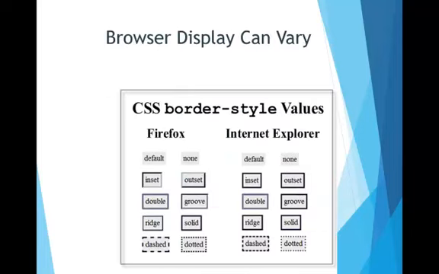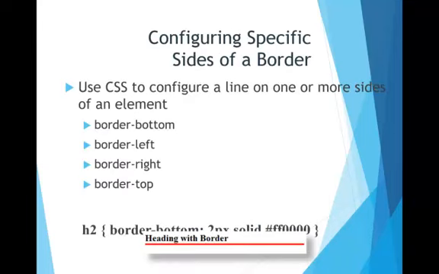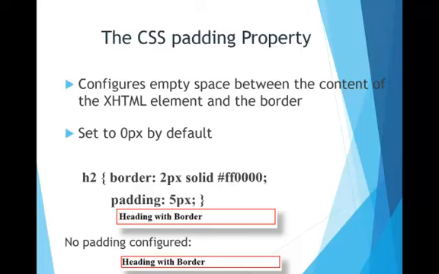Since browser displays can vary, the CSS border style values are going to be set as seen in this table below. Now, when you use CSS to configure a line on one or more sides of an element, you're going to have to define that bottom, left, right, and top.